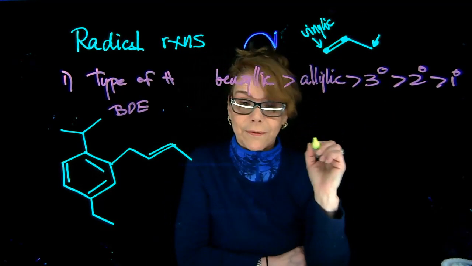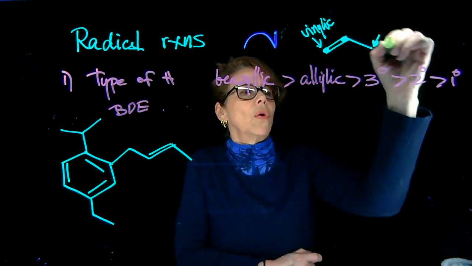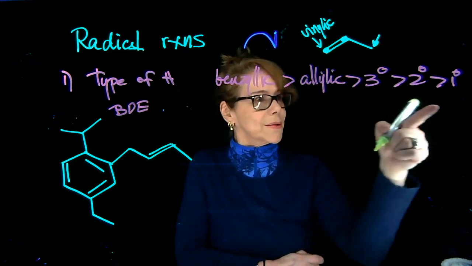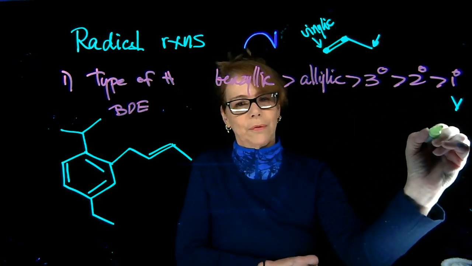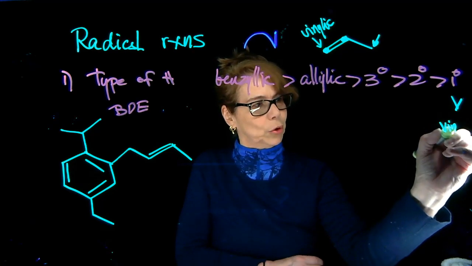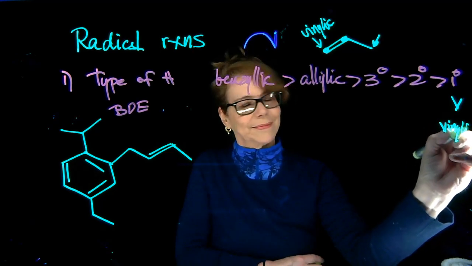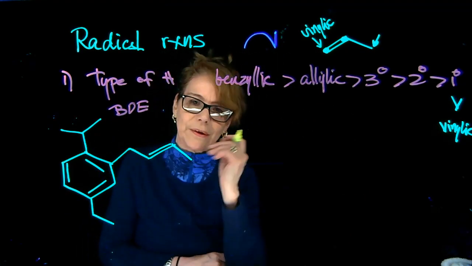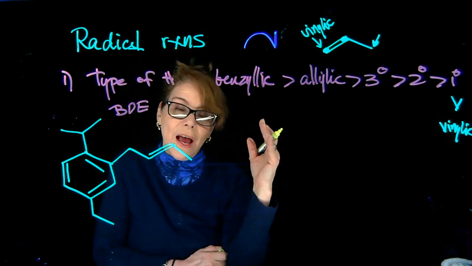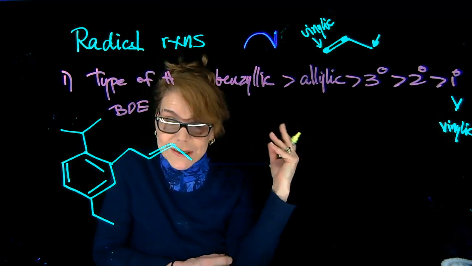And this is very difficult to form. So even higher bond dissociation energy than this, so than the primary. So here we will have vinylic. These are terrible. And we're going to be using that to determine here what is a hydrogen that we can extract, and so forth.